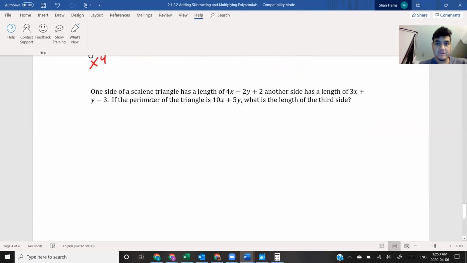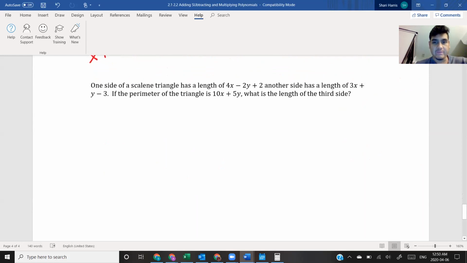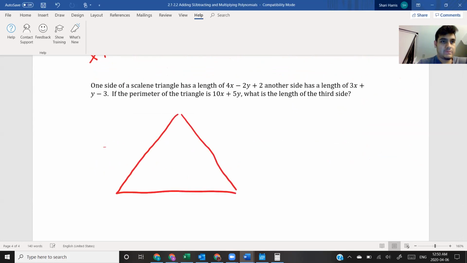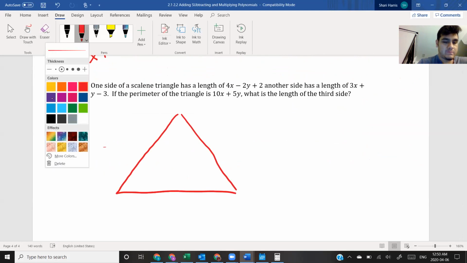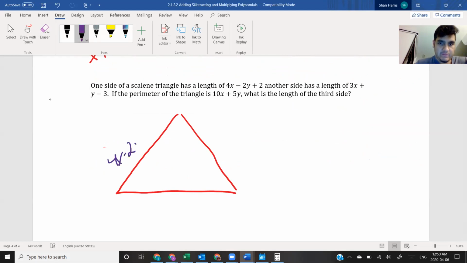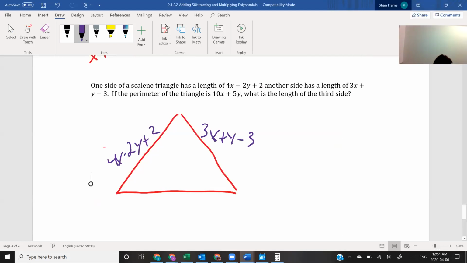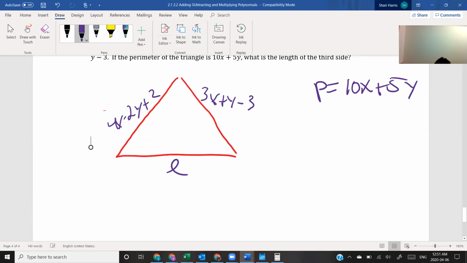So one side of a scalene triangle has a length of 4x minus 2y plus 2. Let's draw this triangle. Another side has a length of 3x plus y minus 3. If the perimeter equals 10x plus 5y, what is the length of the third side?